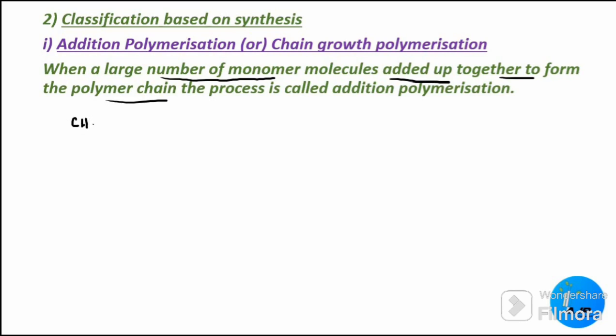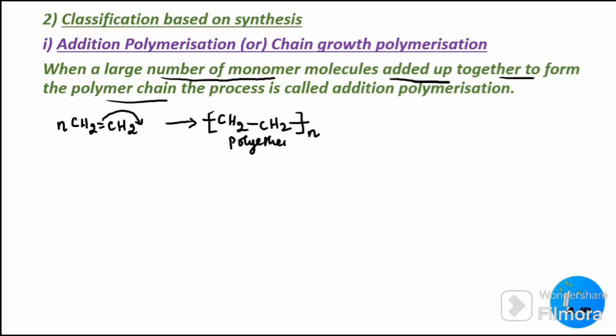CH2 double bond CH2. So this is ethene. Now n number of ethene molecules combine to give polyethene or polyethylene. CH2, see what happens here. This goes this side, so CH2. Again, we'll have a bond here, and here also. Always the polymer will be represented by giving n as the suffix. So this is polyethene, or polyethylene, and this is ethene. So this is an example for addition polymerization.